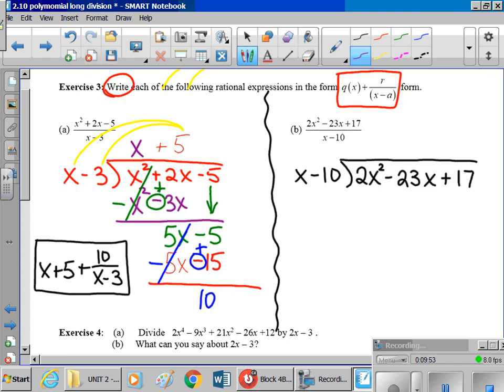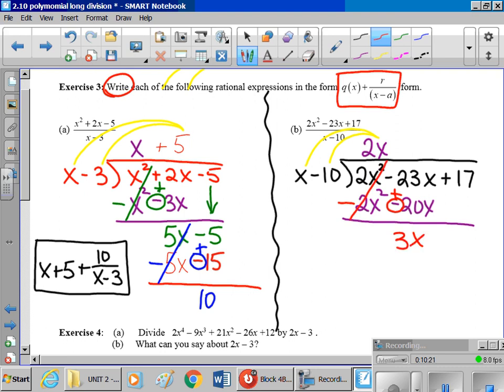So x goes into 2x squared. So I need to get a 2x squared down here, so I need to multiply by a 2x. So 2x times x is 2x squared. 2x times negative 10 is a negative 20x. Remember to change signs, minus and plus. These cancel. Now I get 3x plus 17.